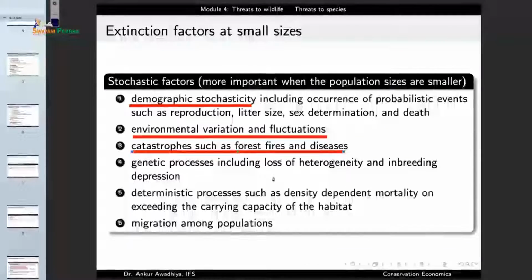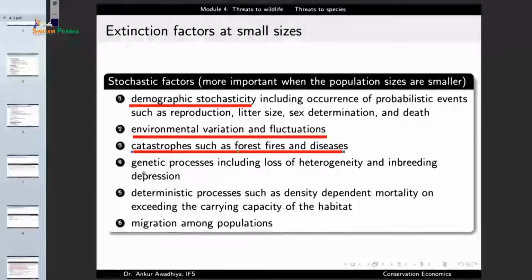These are also much more important when we talk about smaller populations, because we are talking about the perishing of a large number of individuals from the smaller populations. So this would push these small populations to such small states that probably the population will not be able to come back to its original state.